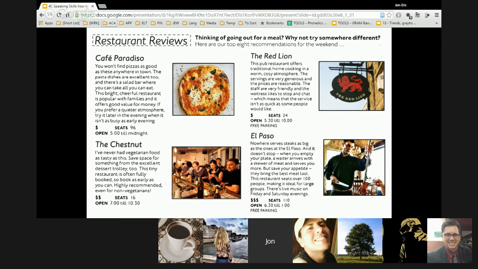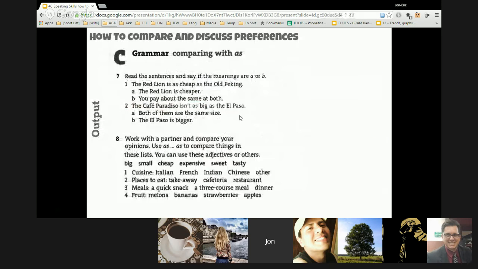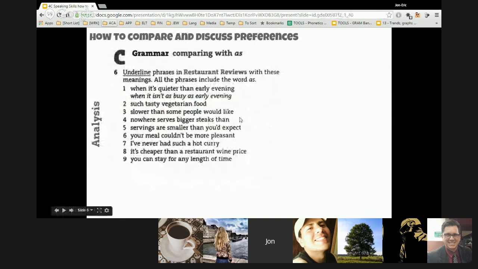So, here's what we're going to do. Now that you've all used a comparison, actually you've used all superlative forms, let's take a quick look at what you've actually done. So I'm going to jump forward, because we did some of this in the last class, and we're going to go to part C. Comparisons with as. So this is a particular kind of comparison. Here it asks us to underline the phrases in the restaurant reviews with these meanings. All the phrases include the word as.